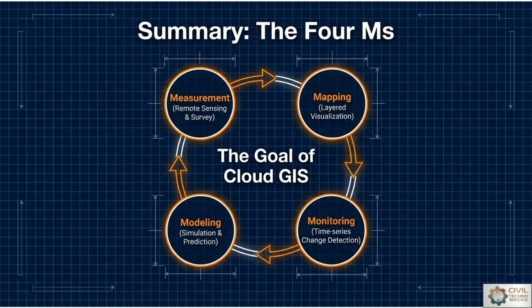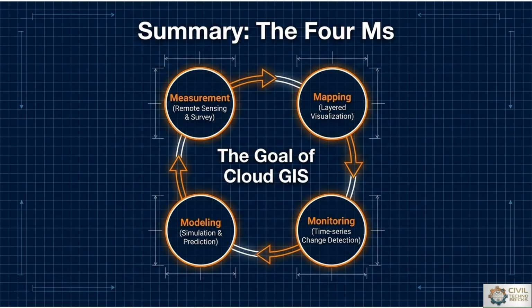The four M's in Cloud GIS. The goal of Cloud GIS is based on measurement, mapping, monitoring, and modeling. Measurement is from the remote sensing and survey point of view. Cloud GIS begins with spatial data acquisition from satellites, drones, GPS, and field surveys.